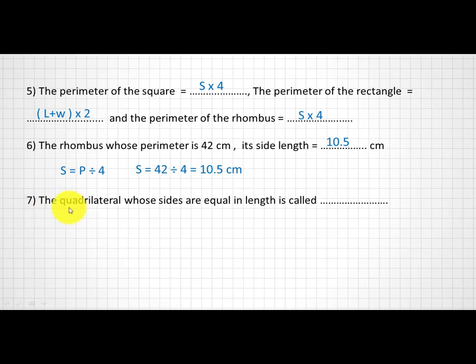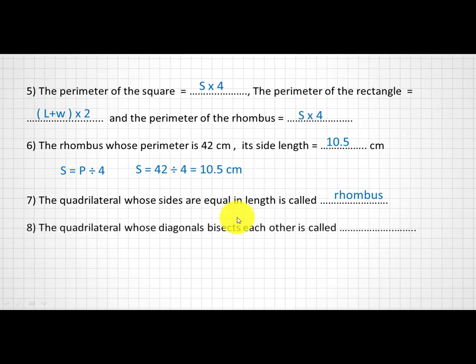Number 7, the quadrilateral whose sides are equal in length is called, yes, rhombus. The quadrilateral whose diagonals bisect each other is called, yes, parallelogram.